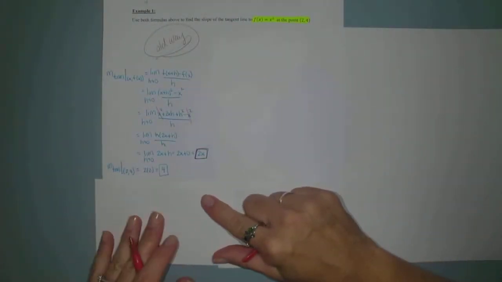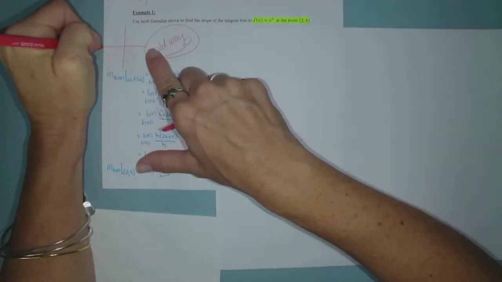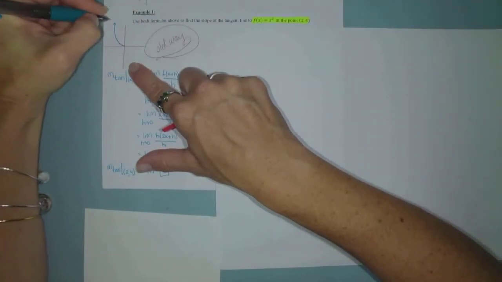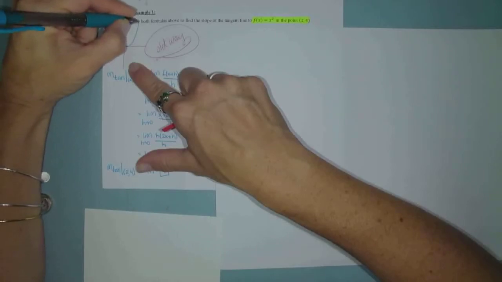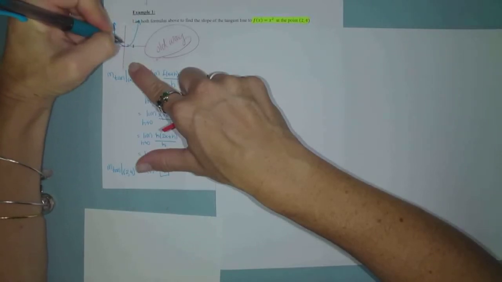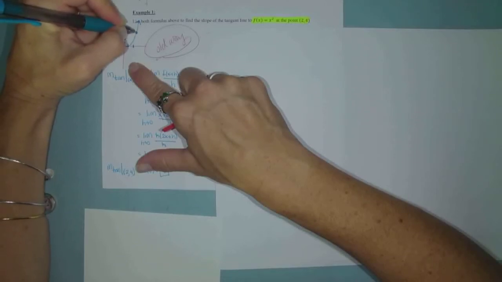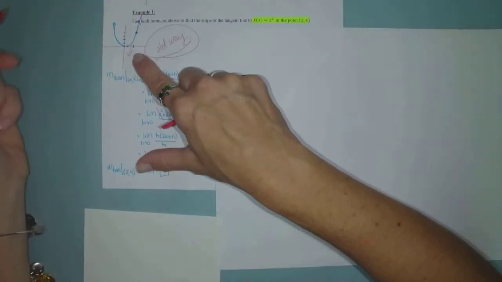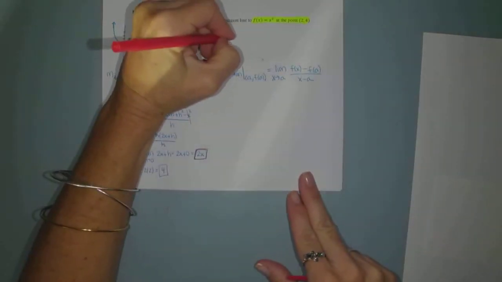And for my visual learners, just to remind you, what we found is that if you graph the parabola y equals x squared, and you go to the point (2, 4), and you draw a tangent line, the slope of that tangent line is positive 4. Okay, so let's tackle the new way. This will be our new way to do things with our new formula.